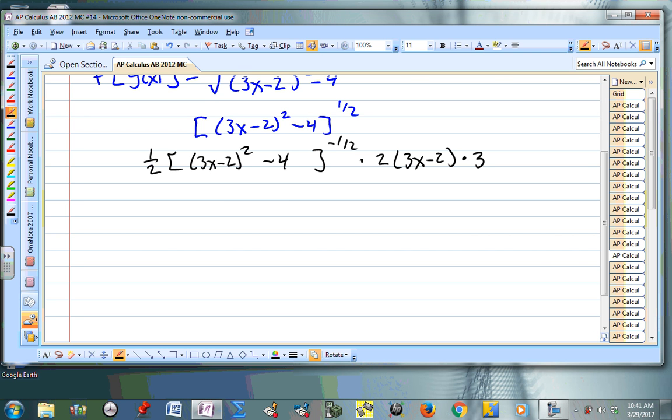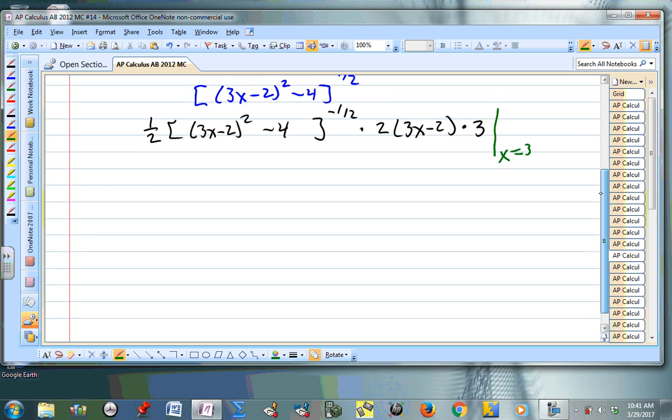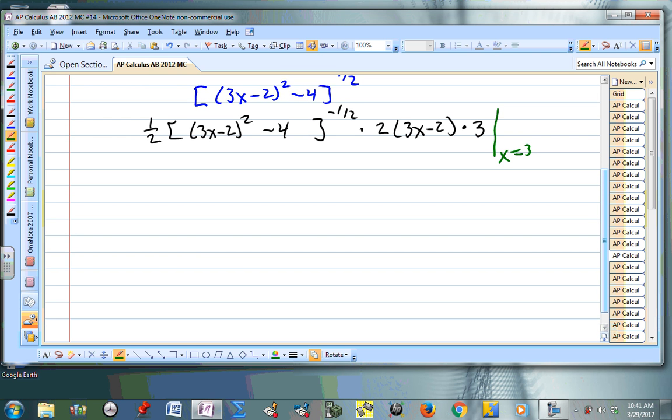Okay, we've taken a derivative. Now let's evaluate this when x equals 3. Let's see what happens. I'm going to get 1/2 times: 3 times 3 is 9, 9 minus 2 is 7, 7 squared is 49, minus 4, raised to the negative 1/2 power.